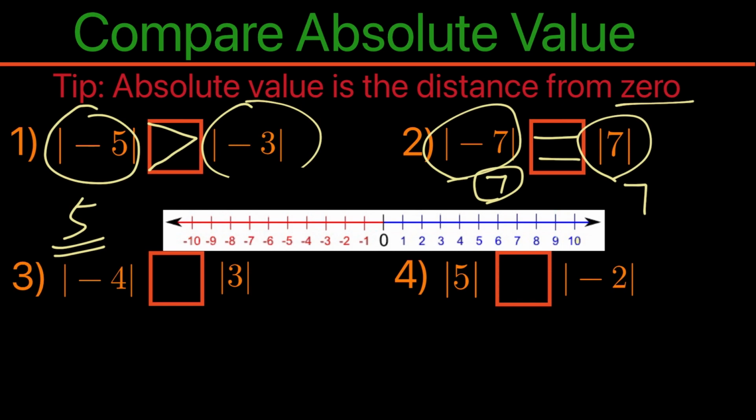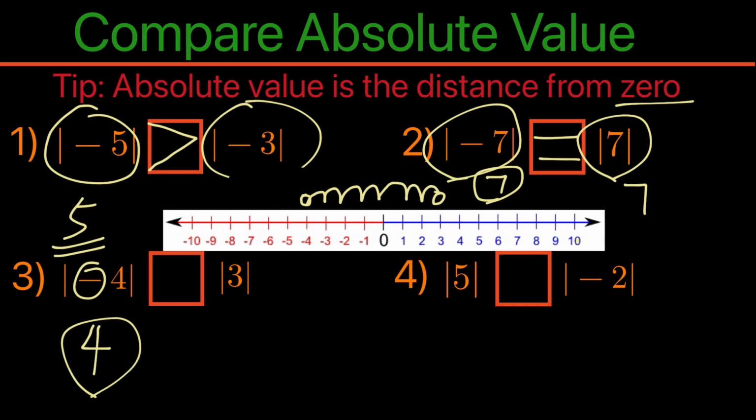So if we are doing it with the number line, we have -4 here, and the distance from 0 is 1, 2, 3, 4. And so we have 4. Or we could remove the negative sign inside the absolute value and simply make it 4. Next, we have 3. And the distance from 0 is 1, 2, 3. And that's 3. Like so. And now, after we compare them, 4 is greater than 3, so the answer will be greater than.